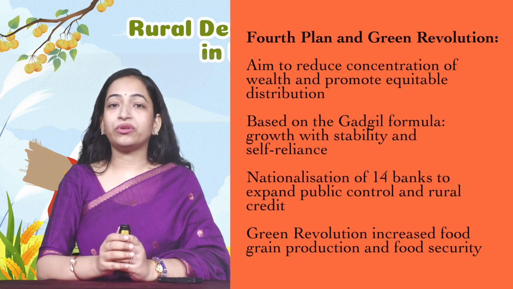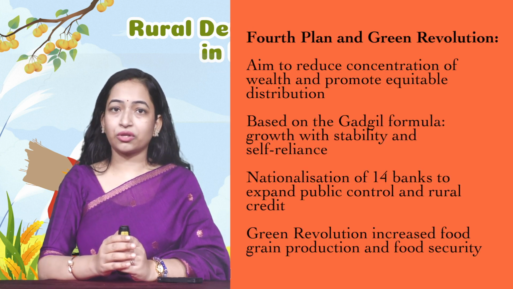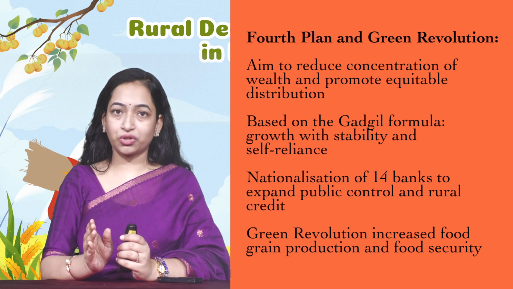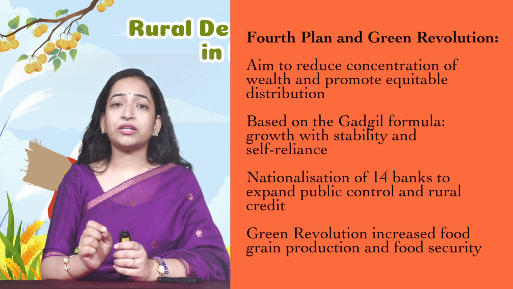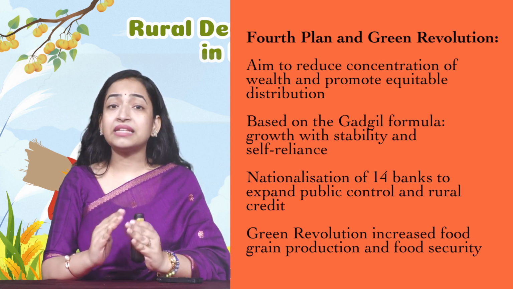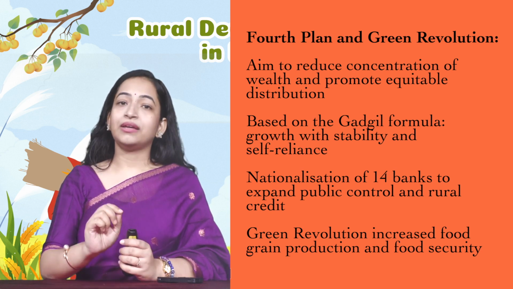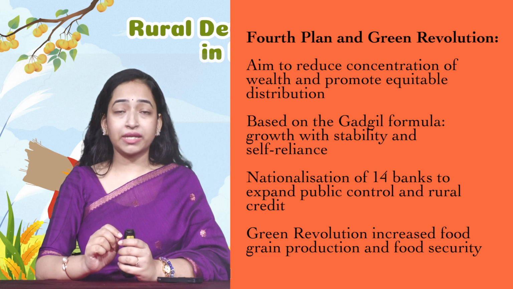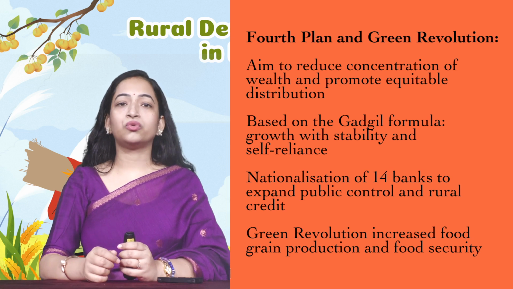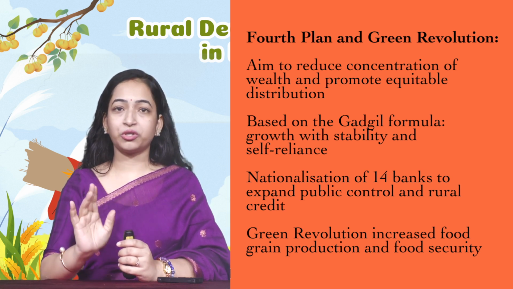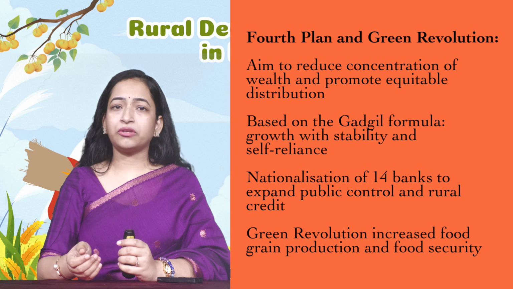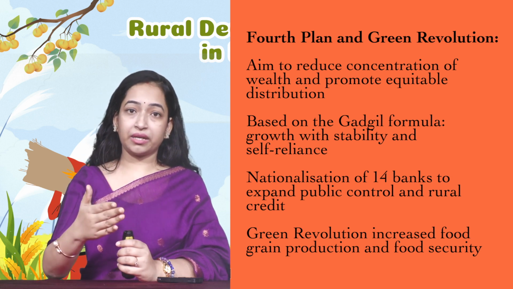This plan aimed to reverse the earlier trend of increasing concentration of wealth and economic power and sought to promote a more equitable distribution of resources. It was formulated on the basis of the Gadgil formula, which emphasized growth with stability and a steady movement towards self-reliance. During this period, when Indira Gandhi served as the Prime Minister of India, a major policy initiative taken by the government was to nationalize 14 major commercial banks, including Allahabad Bank, Bank of Baroda, Bank of India, and many other banks.